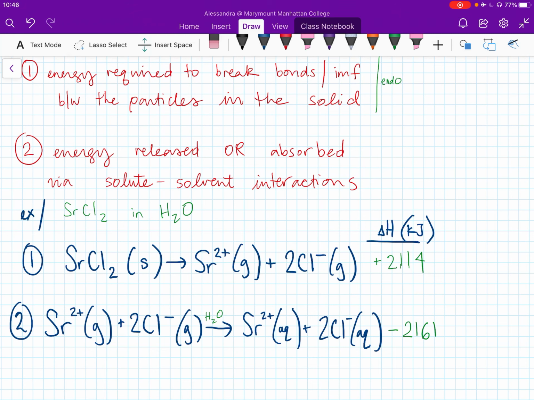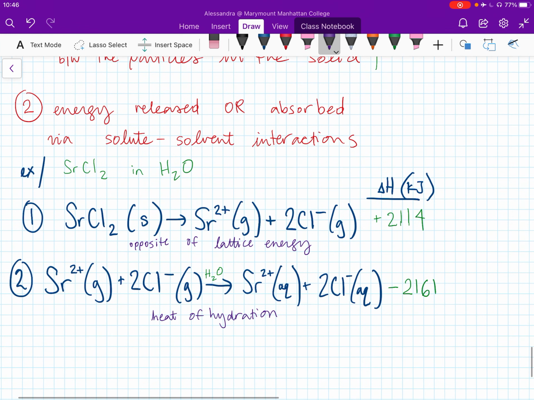So up here, this process was the reverse of the lattice energy. And the second process, the delta H associated with it, would be the heat of hydration, because we're literally hydrating those ions. All right, now I want to take those two reactions and add them together.